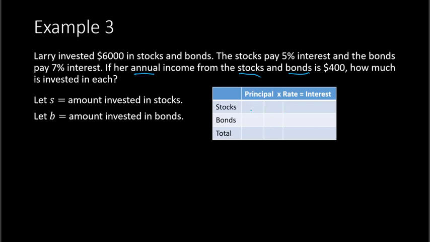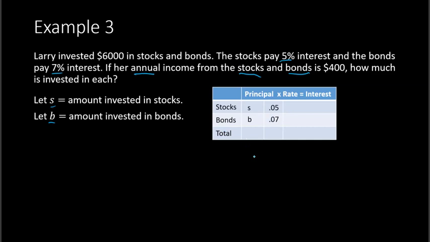All right, so from here we plug numbers into the table. The principal is the amount invested. So for stocks, that is the letter S. For bonds, that was the letter B. And then the rate for each is given. Stocks pay 5% interest, so the rate for stocks is 0.05. And the bonds pay 7% interest, so the rate for bonds would be 0.07.